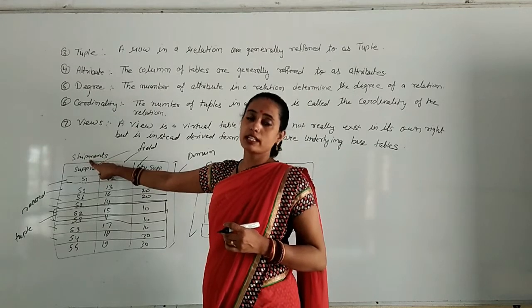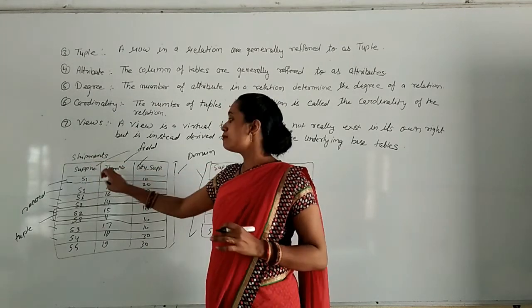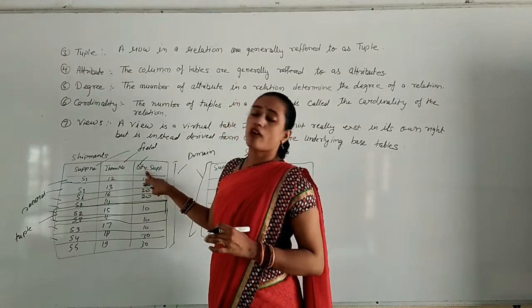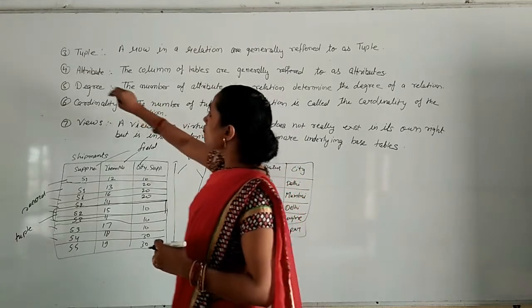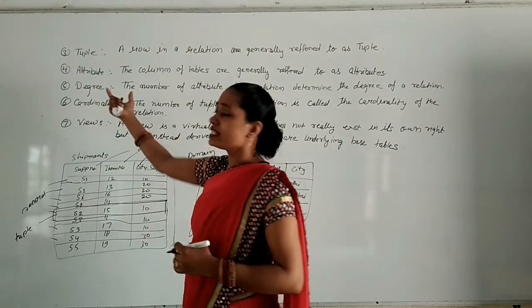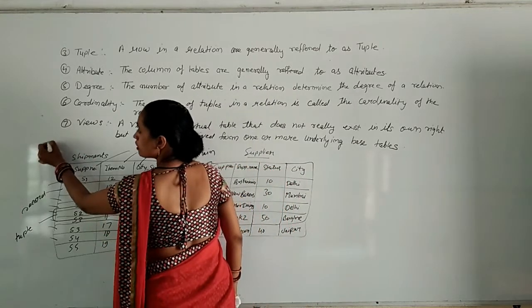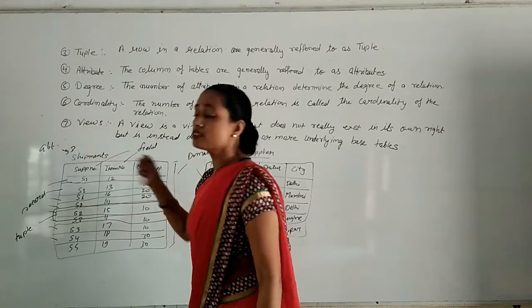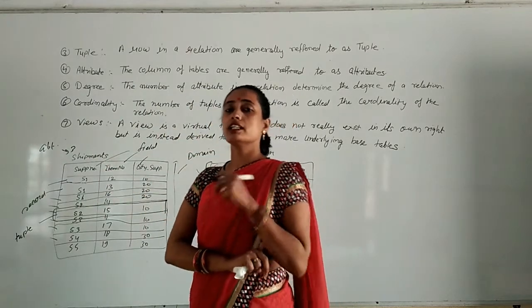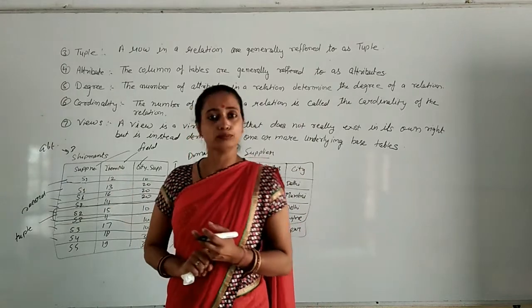shipment table. This relation has three attributes, that is supplier number, item and quantity of the supply. So we have attributes. How many attributes in this table? We have three attributes, because we are using three fields here, and each field is an attribute of the shipment relation.